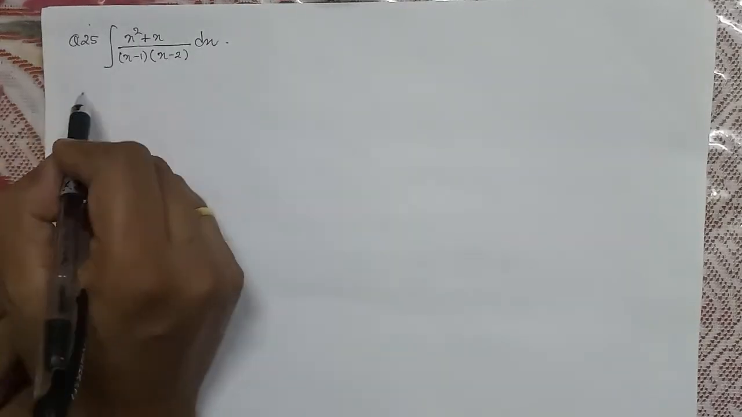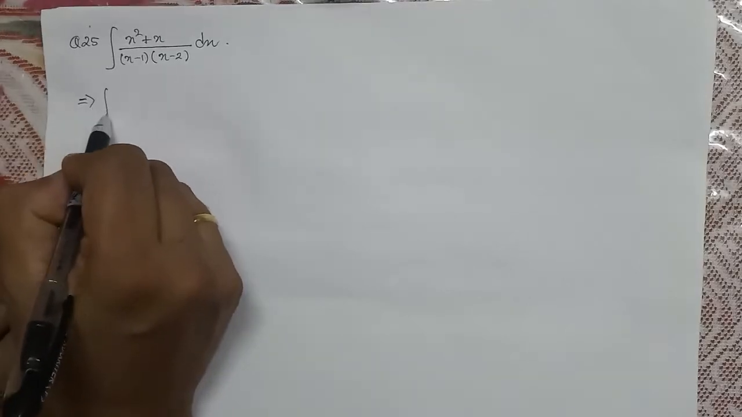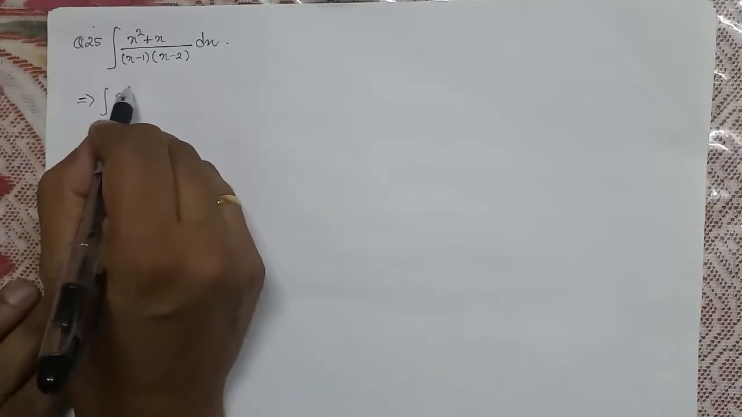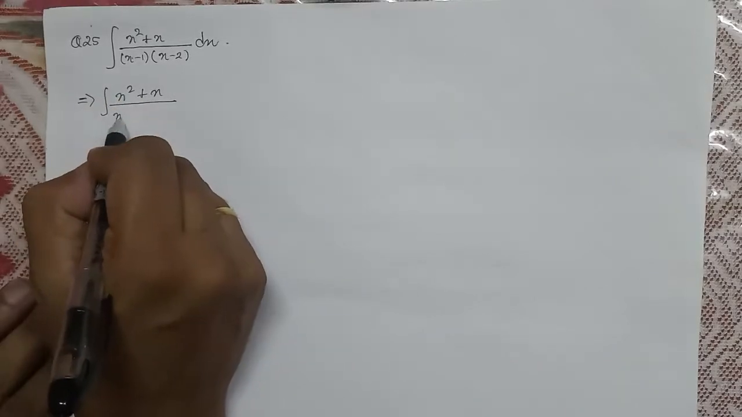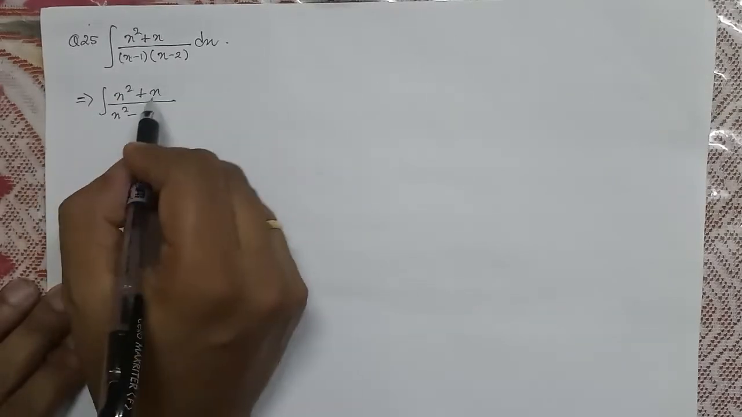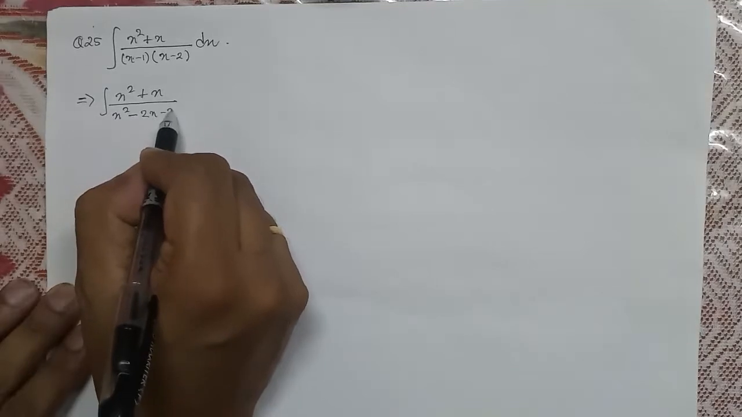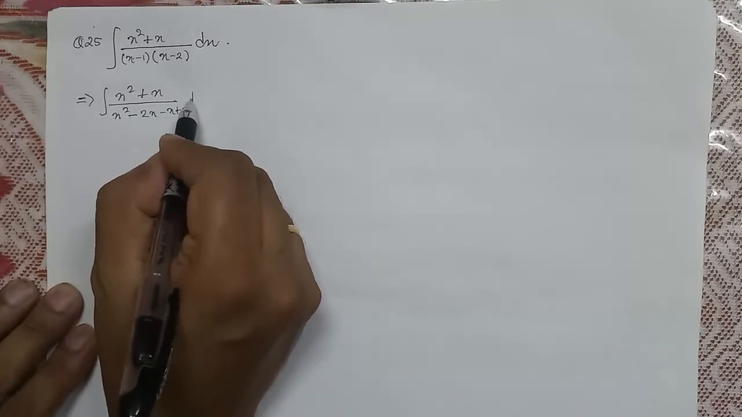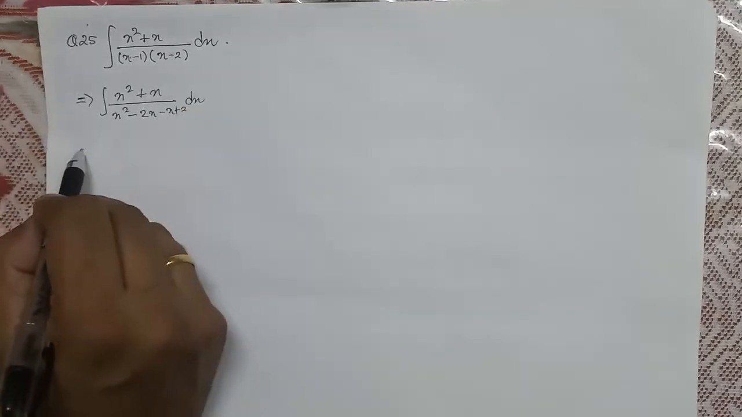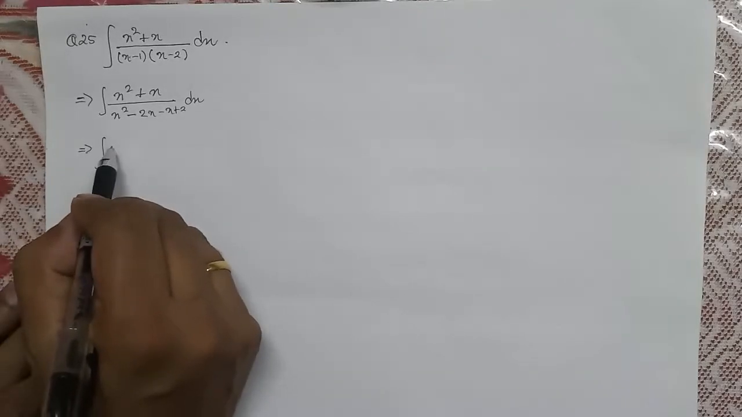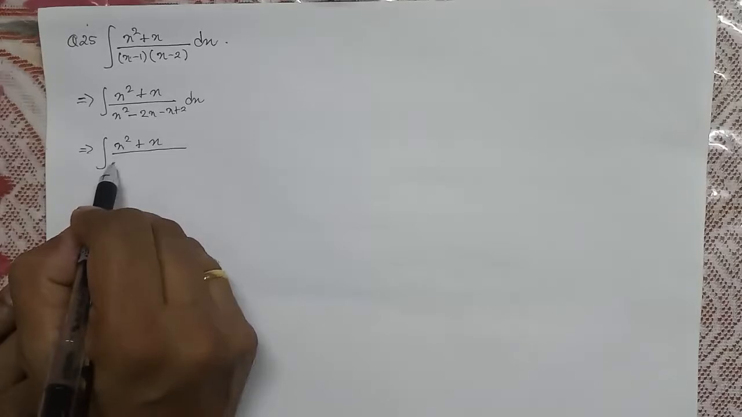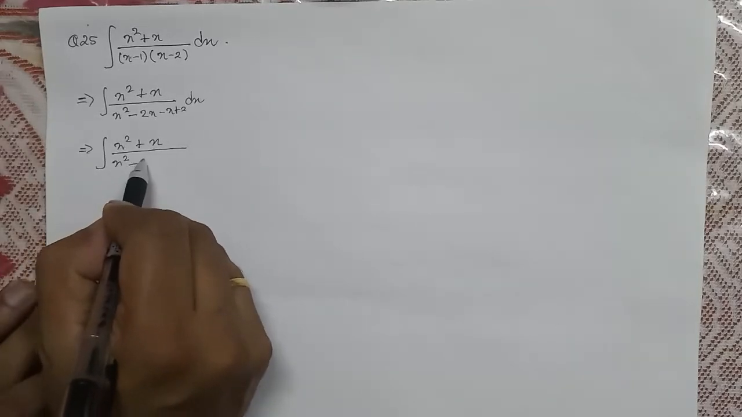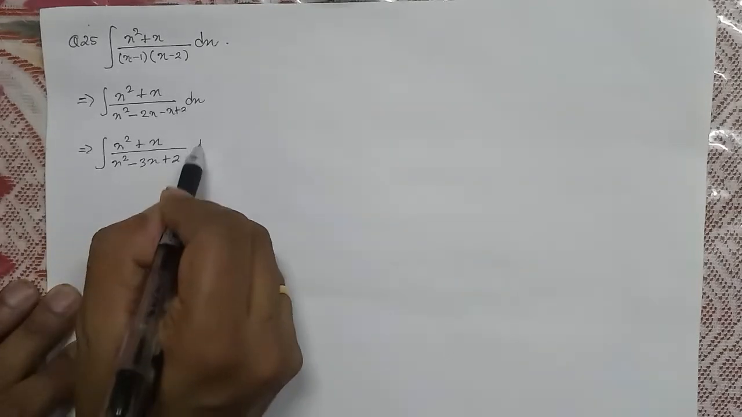Now I'll do this particular question but in a different method. I'll write x square plus x over, first of all I'll multiply these two, x square minus 2x minus x plus 2 dx. Then it is x square plus x over x square minus 3x plus 2 dx.